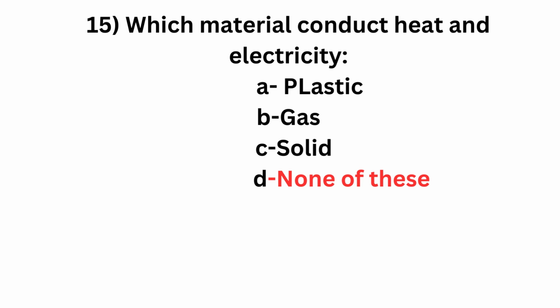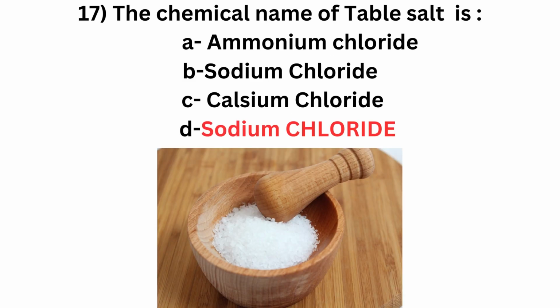And which material conducts heat and electricity? So plastic cannot conduct electricity and heat, gas and solid also. There is no mentioning of specified solid. Yes, solid can conduct electricity just like metals, but none of these. The chemical name of table salt is sodium chloride. Sodium chloride is an edible salt and table salt, and commonly it is used in cuisine and dishes. So the chemical name of table salt is sodium chloride, NaCl.